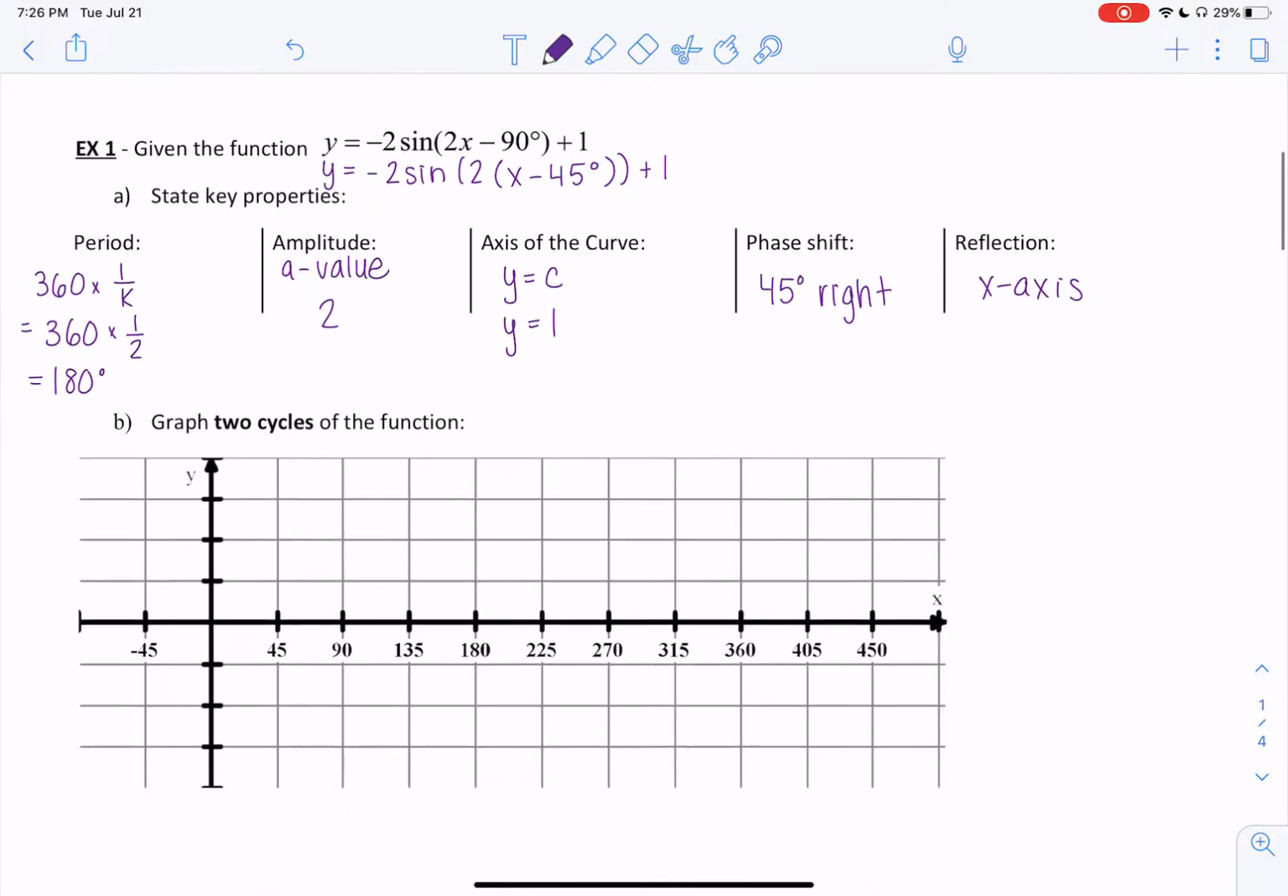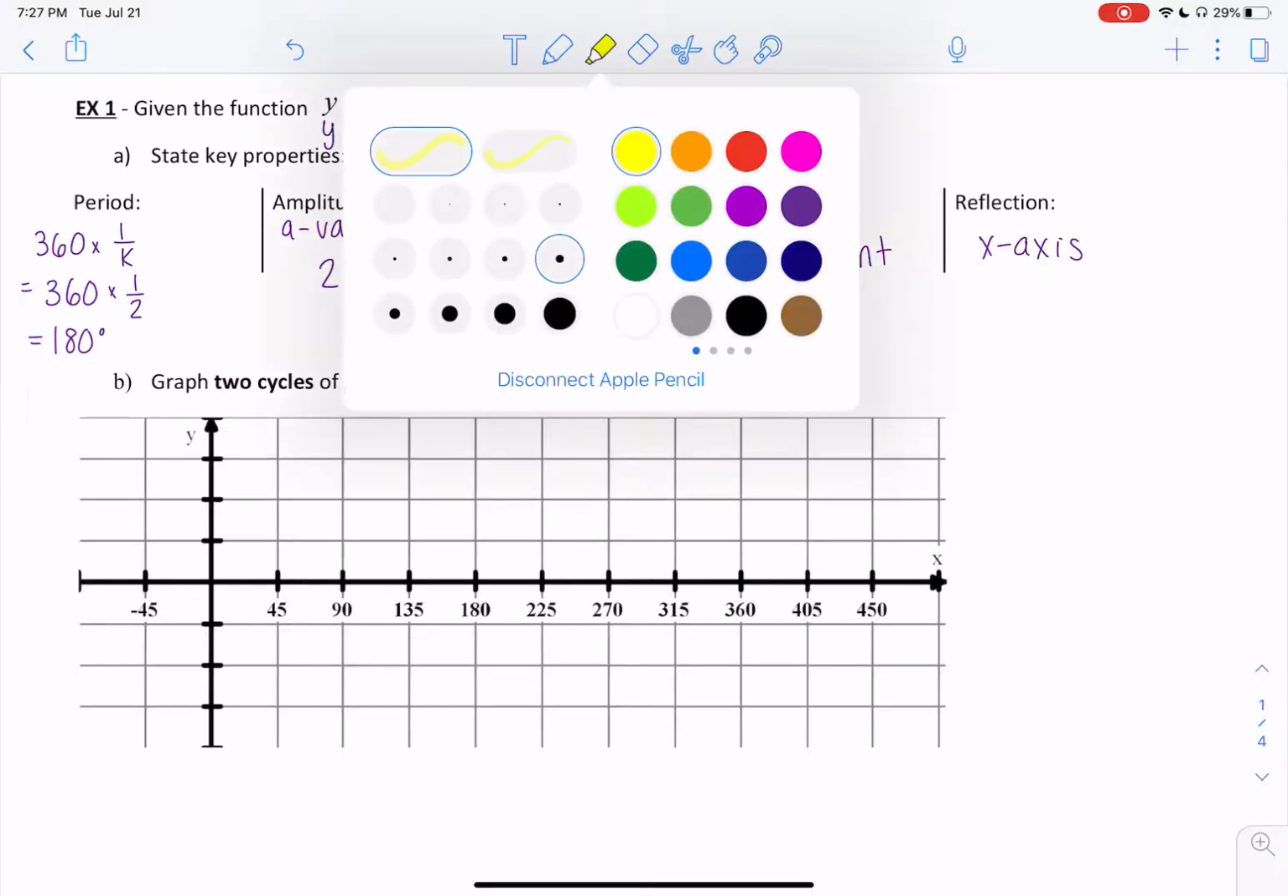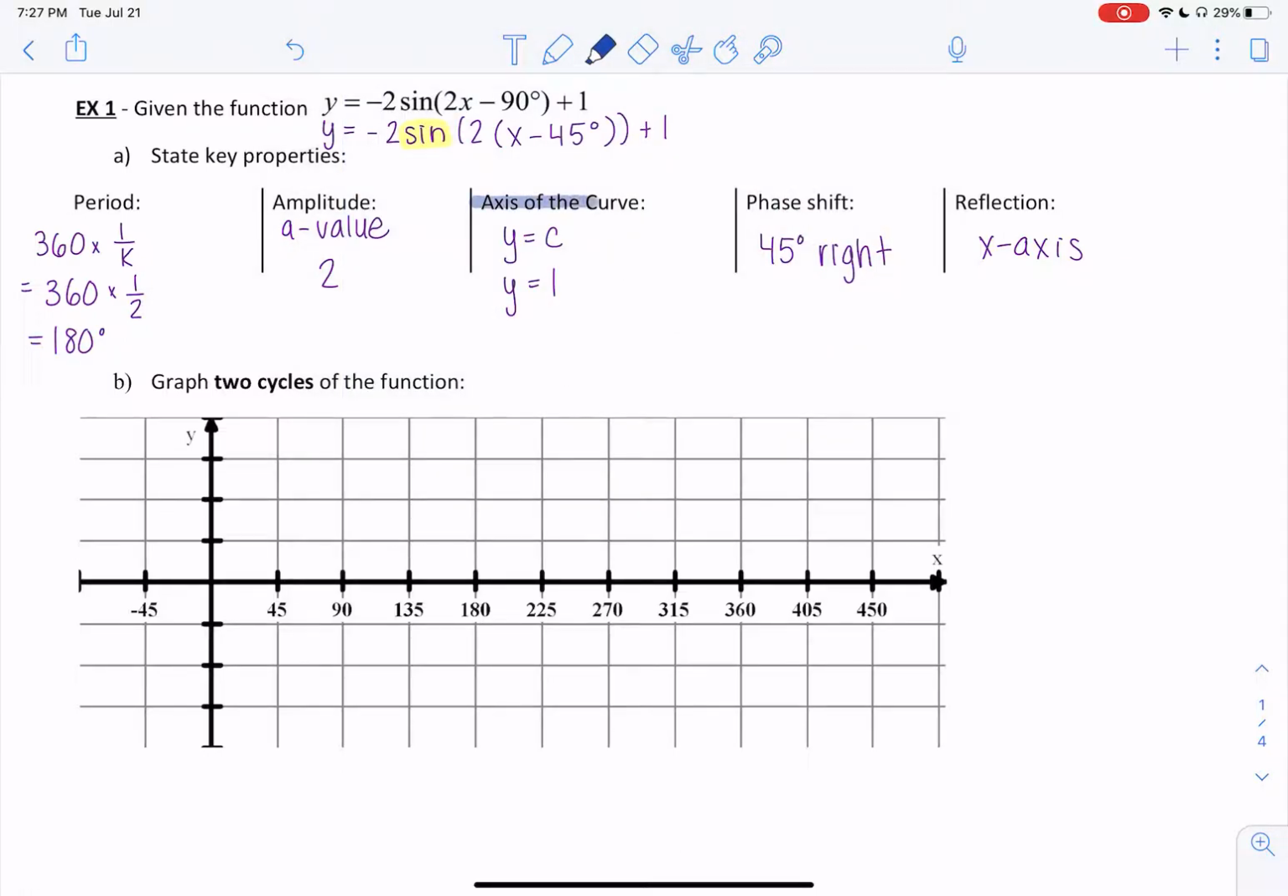Now, let's graph 2 cycles of the function. The first thing we want to do is identify our parent function. So because of the sine value here, our parent function is our sine function. Next, we want to identify the axis of the curve, which again is given to us by our little c value at the end here. So what I'm going to do is, on my graph, I'm going to label our axis at 1.